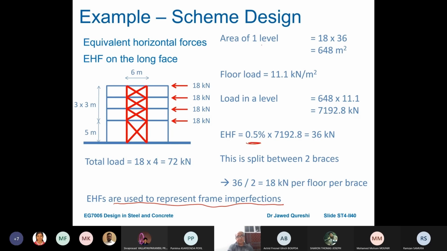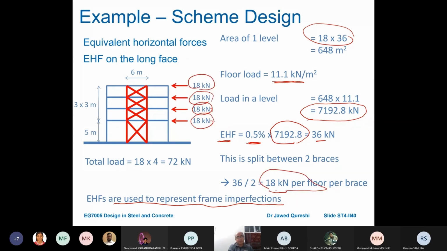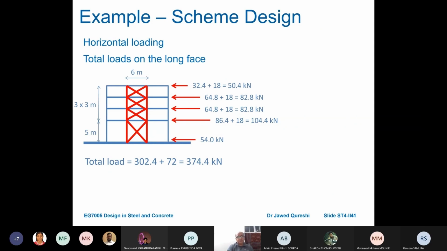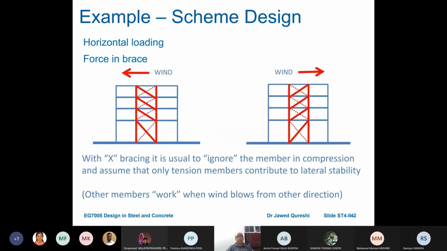The area of level 1 is 18 by 36. You multiply it with the ULS load. This will give you the total load on a floor. If you multiply it with 1 over 200, or 0.5%, it will give you 36 kilonewton. Now this is equally split between two braces per floor level. At ground level, we don't have it because we don't have any floor. And then we add up the equivalent horizontal force with the wind force. So the total load at ground is going to be 374.4 kilonewton.